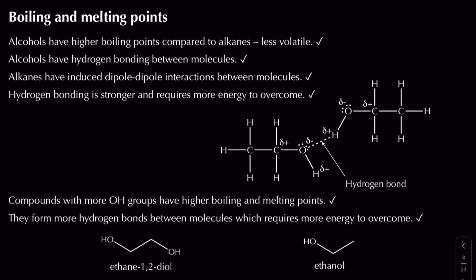The first one that we're going to look at is going to be the boiling and melting points. Now, when we look at our alcohol, which in this case is ethanol, and compare that to an alkane like ethane, we know ethane has induced dipole-dipole interactions only. Alcohols are going to have hydrogen bonding between the molecules. We know the hydrogen bonding is going to require more energy to overcome because it's going to be stronger. So in that case, our alcohols of the same carbon chain length compared to our alkanes are going to have a greater boiling point overall.